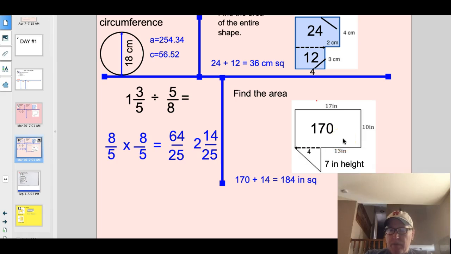Another irregular area problem here. Well, divide this, multiply these 2 together to get the area of this large rectangle at 160. Here you got a triangle that has a base of 4 and a height of 7. 4 times 7 is 28. It's a triangle, so you got to divide it by 2. That leaves you with 14. Add those 2 together, and the sum is 184 inches squared.